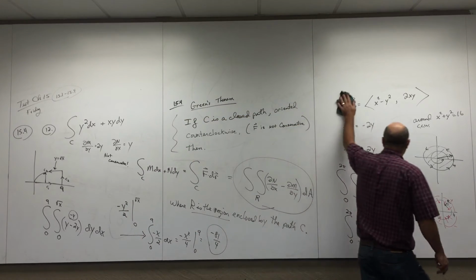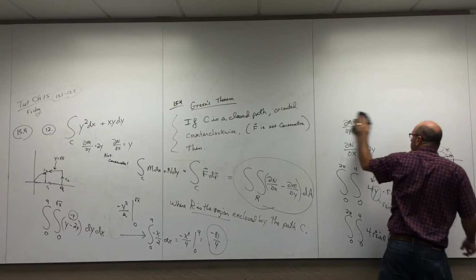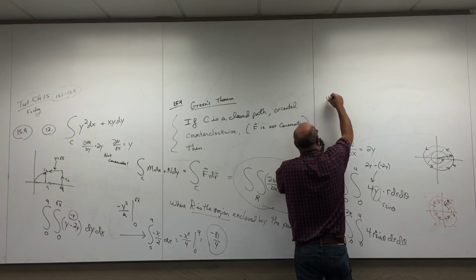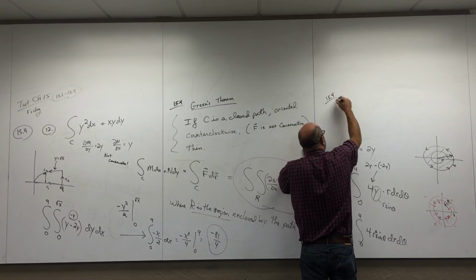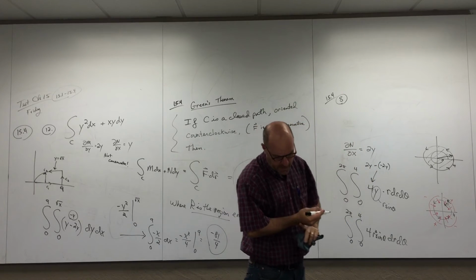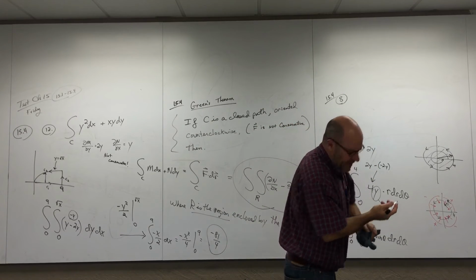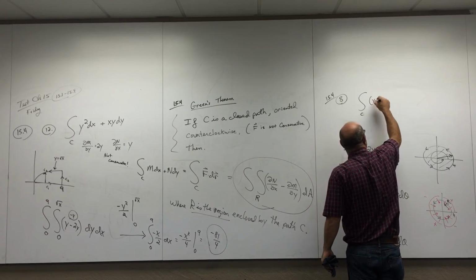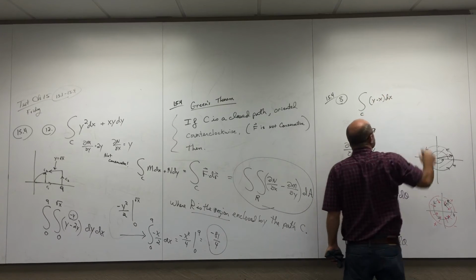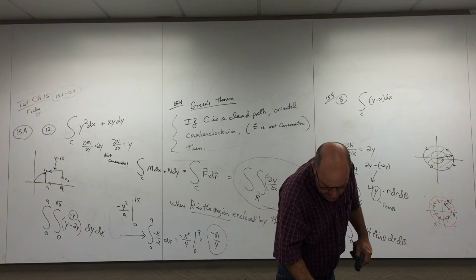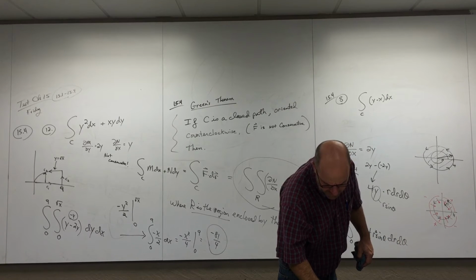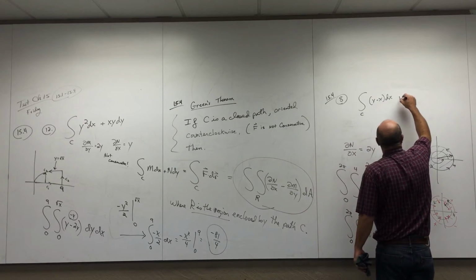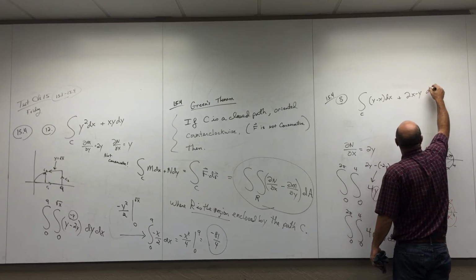Number 8. So I'm in the homework, in 15-4, doing a little homework. This is number 8. I like this one. They say to do this integral. It's a line integral: y minus x dx plus 2x minus y dy.